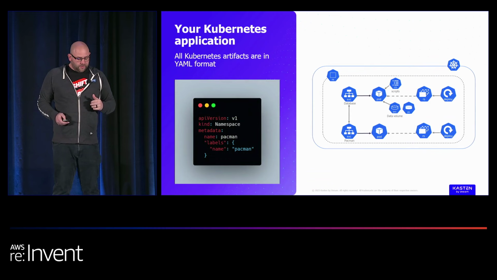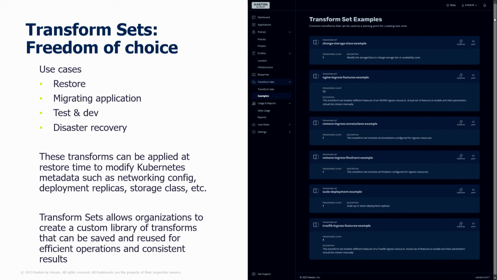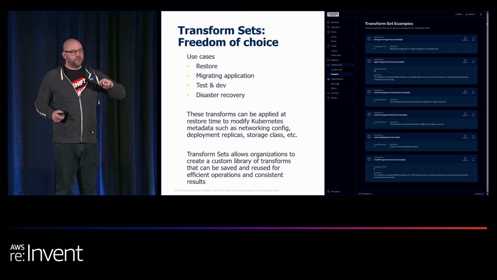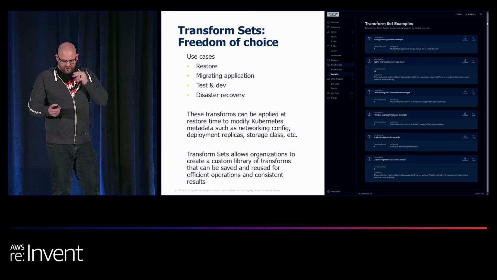So all of the artifacts basically that build up that application, all of your amazing YAML in your Kubernetes clusters. What we also have is this ability to transform what that application looks like. So this is basically being able to manipulate anything within those YAML manifests, those artifacts. So if it's a storage class change from one cluster to another, we can help you migrate those persistent volume claims to a different one. But it also could be things like ingress and other changeable parts of those artifacts. So ingress being one of those examples on the screenshot.